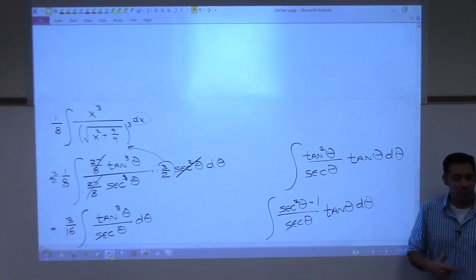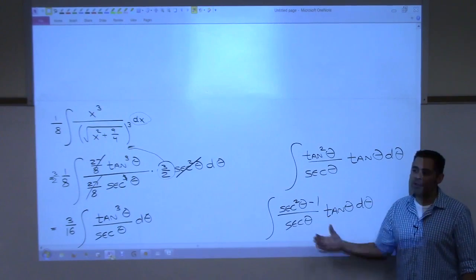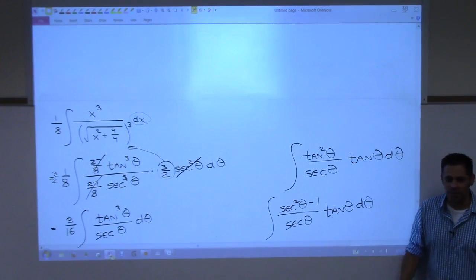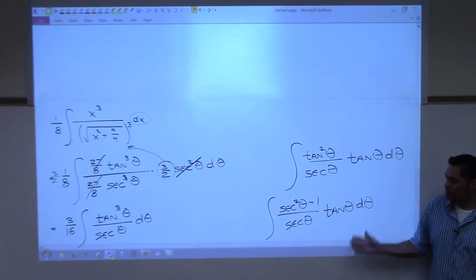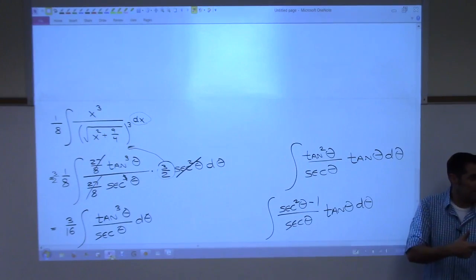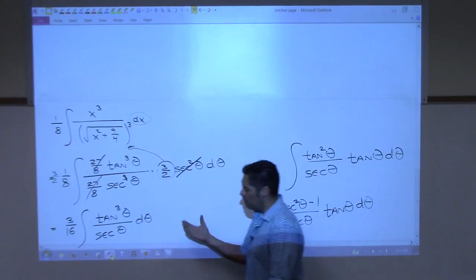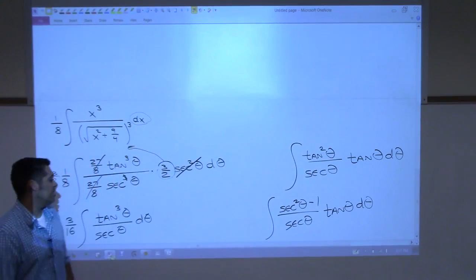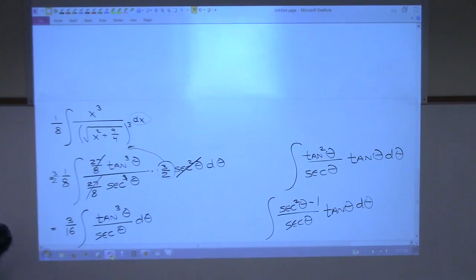Okay, so when you get to a point where the wheels are coming off and you start to feel a little bit unsure about whether or not you're going to get there, I always recommend you go back to the original problem and just turn everything in terms of sine and cosine and just see what happens. Maybe you'll get lucky.